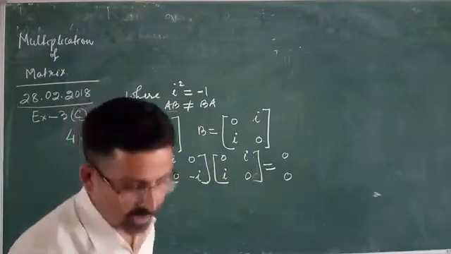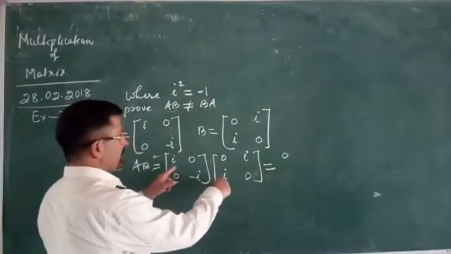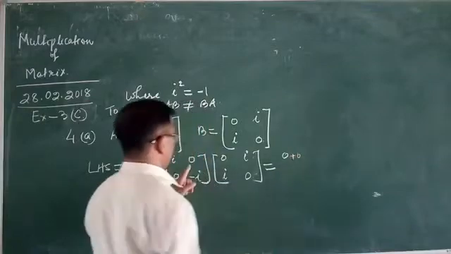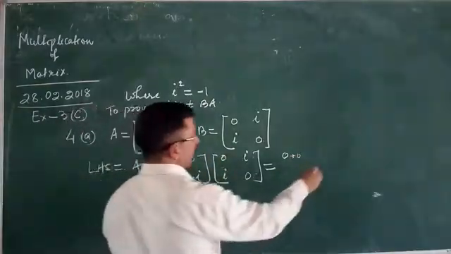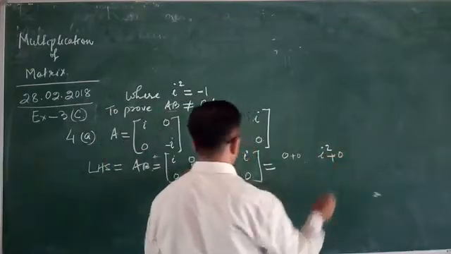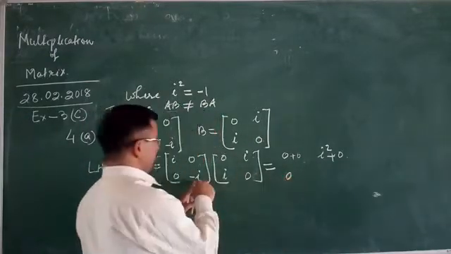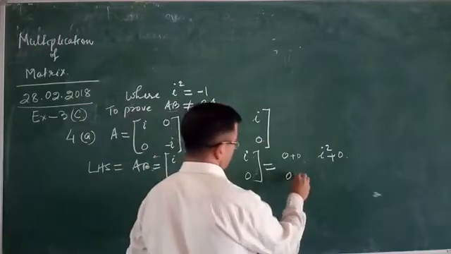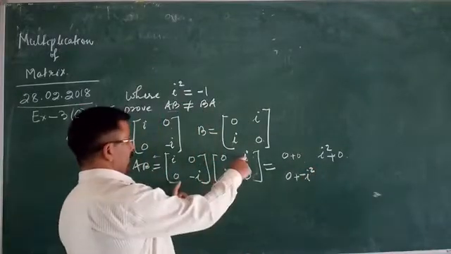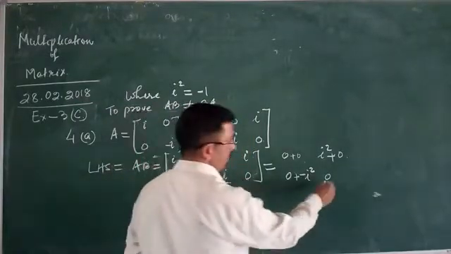First row and first column: I into 0, 0, and then this into this, plus 0. Now go to the second column: I into I, I square, plus 0 into 0, 0. And then next one, this row and this column: 0 into 0, 0, and then minus I into I, this is minus I square. Now the last one: 0 into I, 0, and then minus I into 0 is also 0.